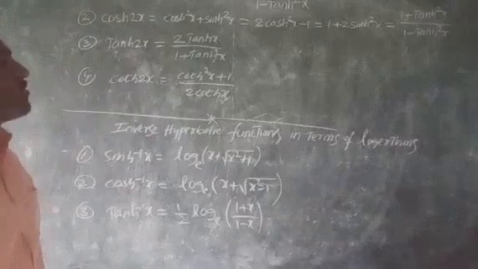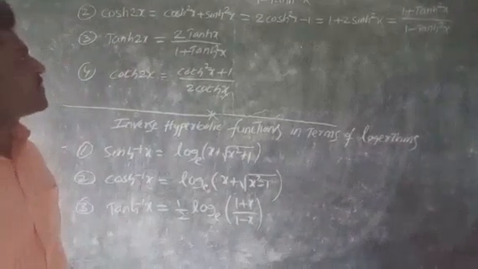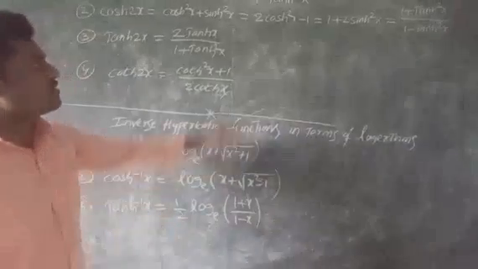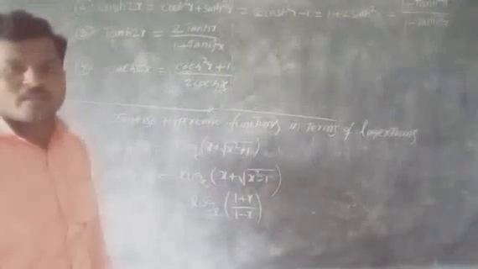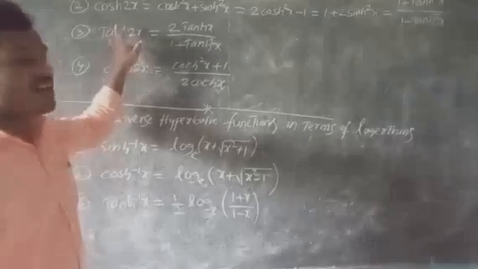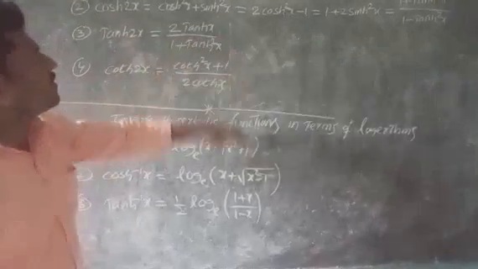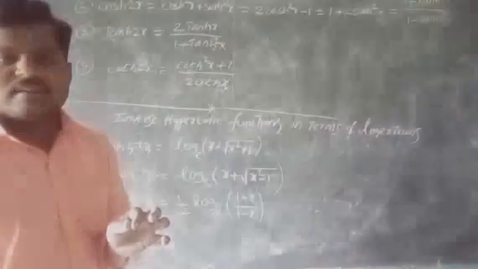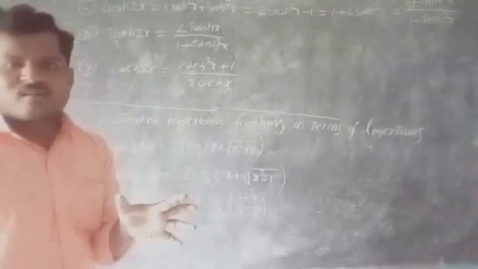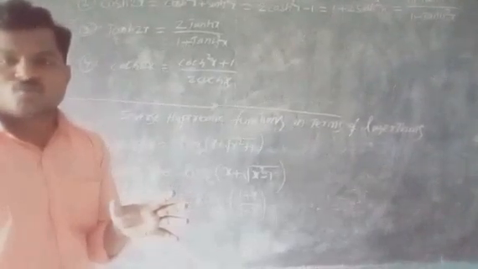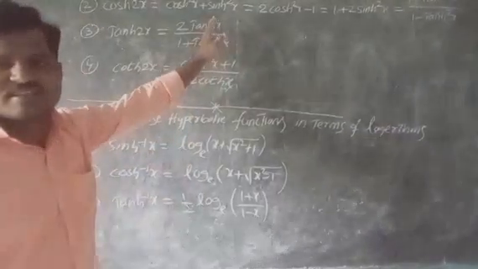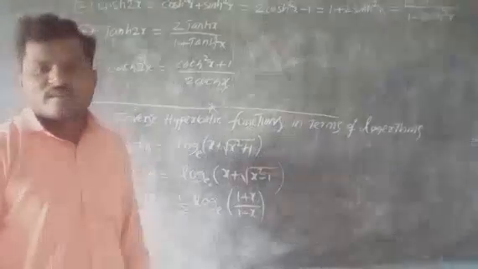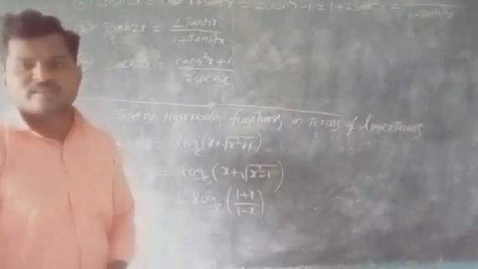Okay, students, now the first formula: sinh 2x is equal to 2 sinh x cosh x. The sinh 2x formula in terms of tanh is 2 tanh x by (1 plus tanh square x). And for cosh 2x, there are 4 formulas. Similarly, in trigonometry also there are 4 formulas for cos 2 theta, the same, but there are minor changes here. First one, cosh square x plus sinh square x, and second one is 2 cosh square x minus 1.